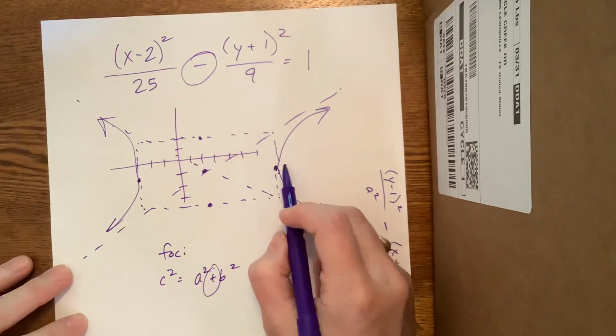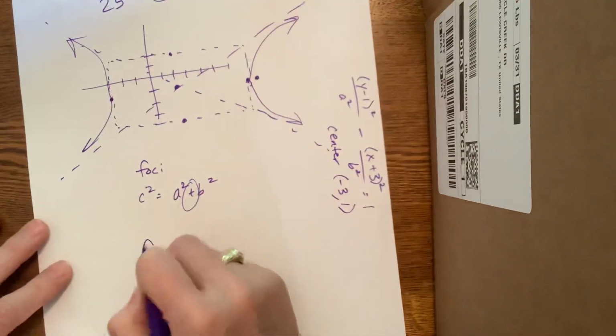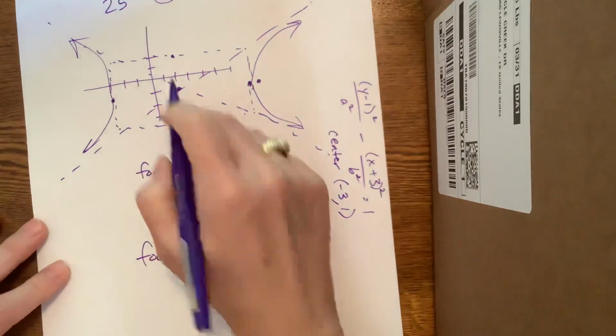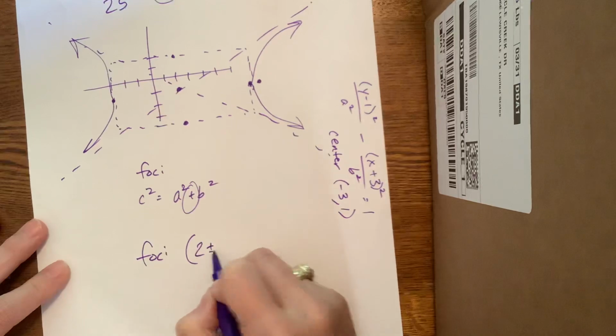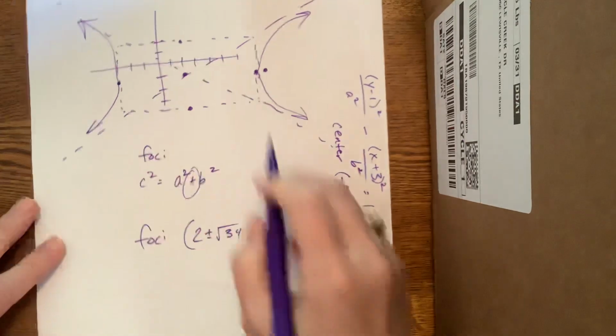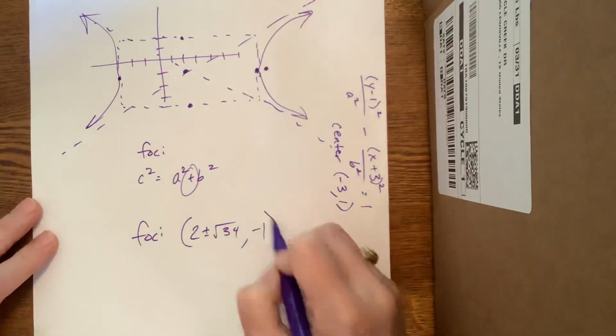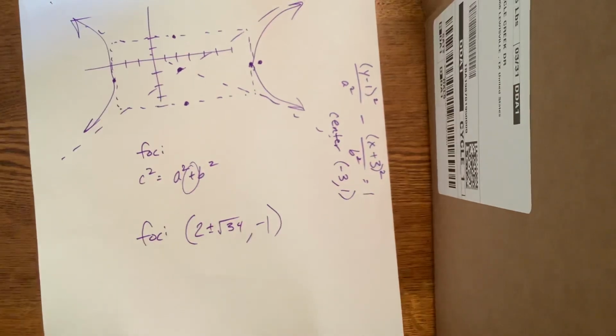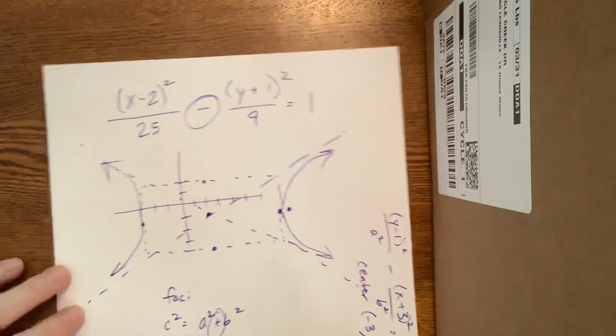This was 5, so it's somewhere in here. So the foci will be, we add to this x value, 2 plus or minus root 34, and the y value stays negative 1. So that's where the foci are. I intended to make it pretty and didn't, sorry. So hopefully that made sense.